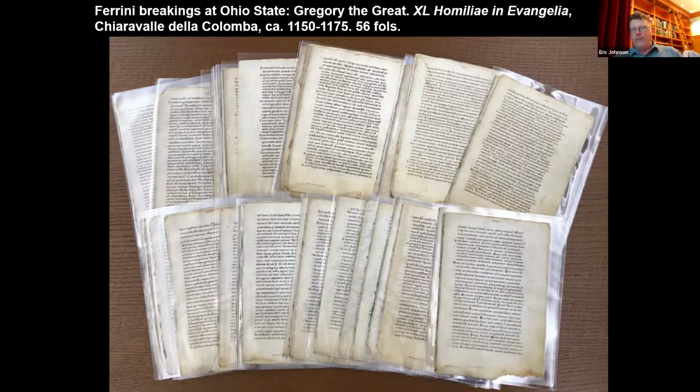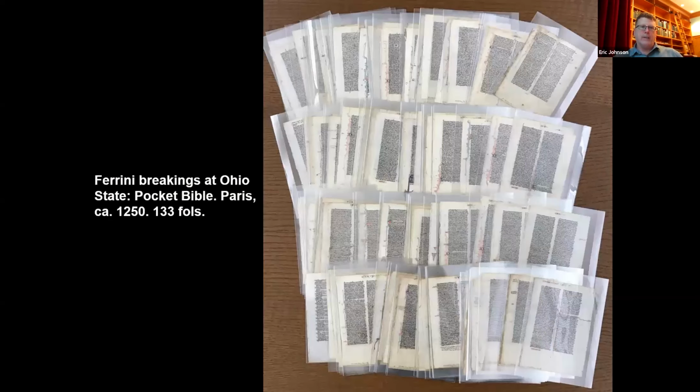The anathema leaf for this, which is a key awesome leaf, that's at the Beinecke Library too, as part of the Takamiya collection. So there's some real reconstruction we can do on this. This is just a lovely pocket Bible, Dominican, full of notes, great illuminations, but just giving you a sense of the scale of Ferrini's breaking and what we have at Ohio State. We've got 133 folios of that here.